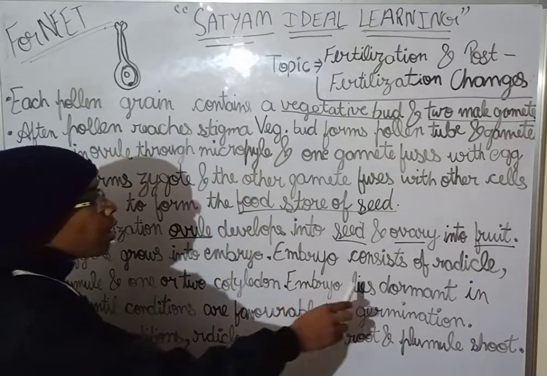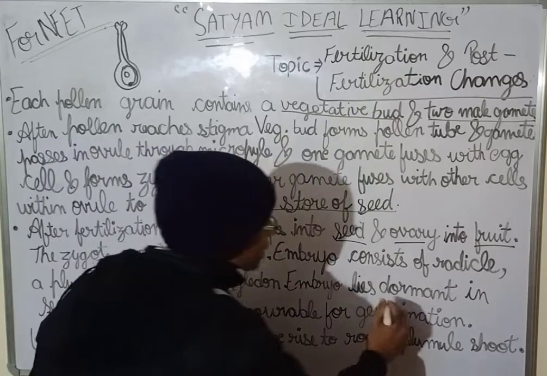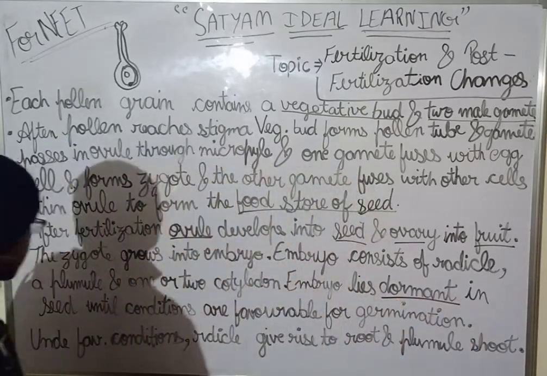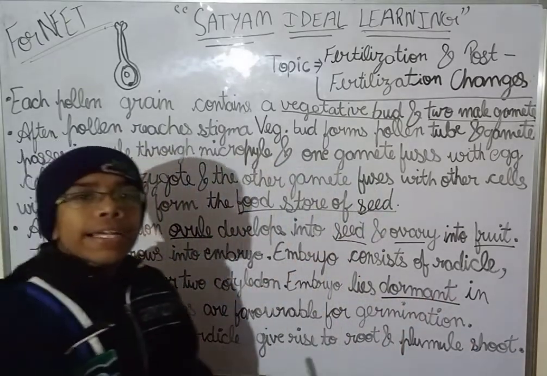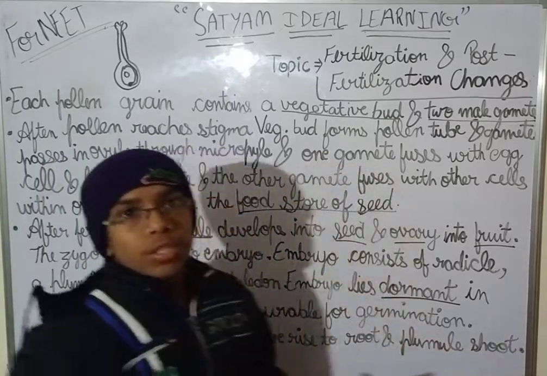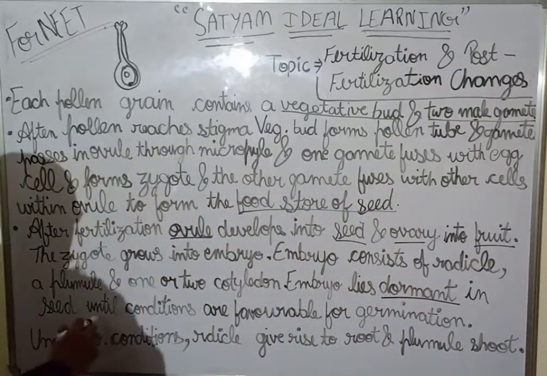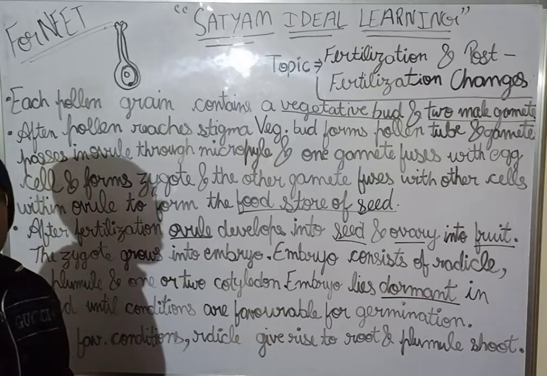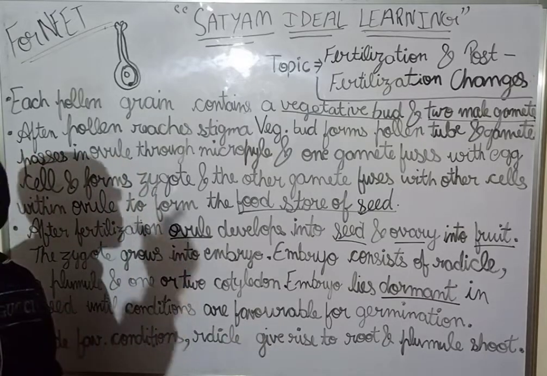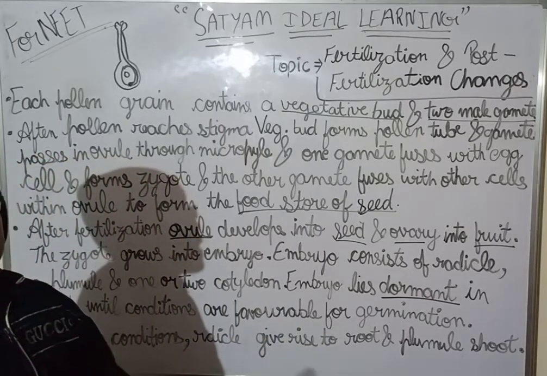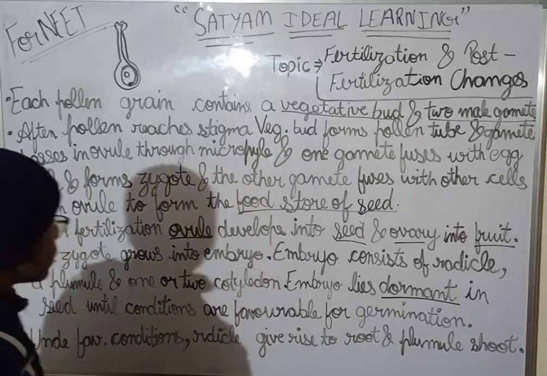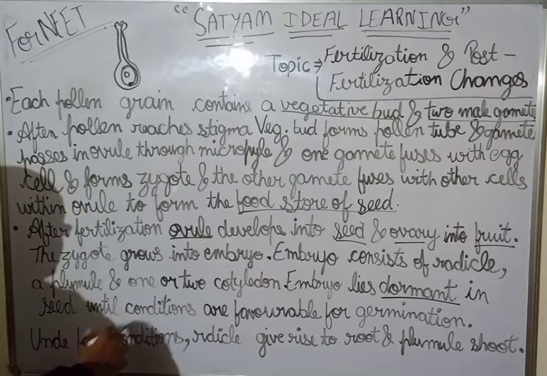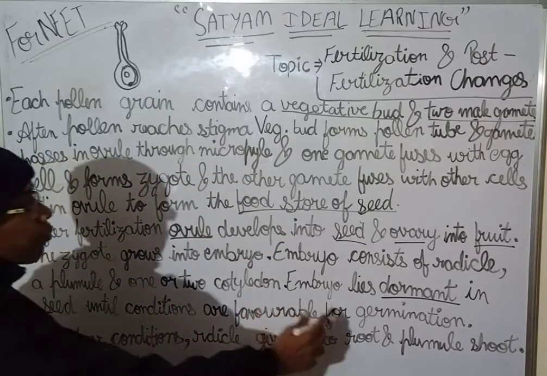Now the embryo lies dormant, meaning inactive, in the seed. In the seed, it is in a dormant stage. It is inactive until conditions are favorable. Until the conditions are favorable for germination, the embryo remains dormant.